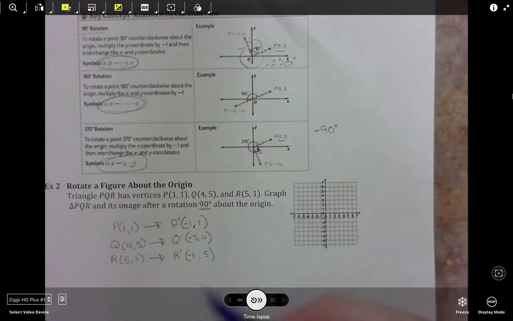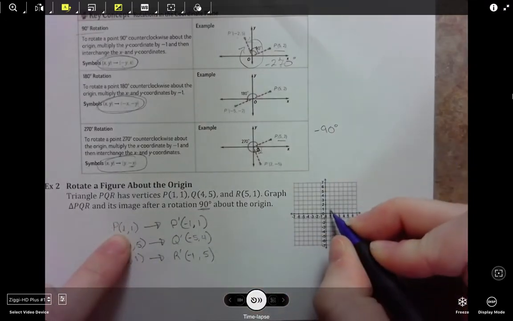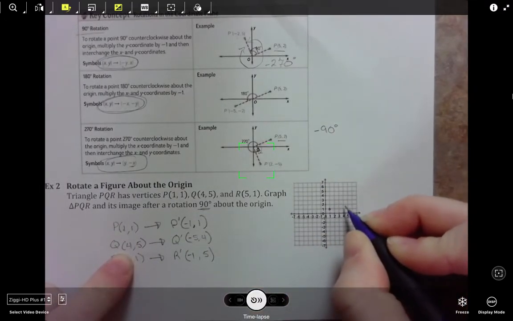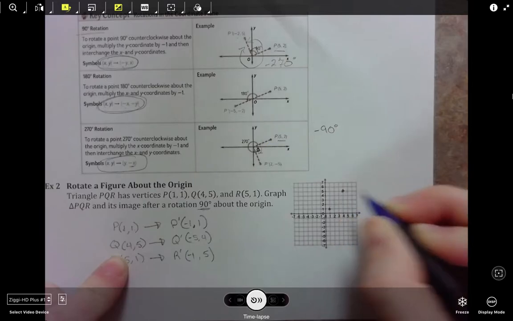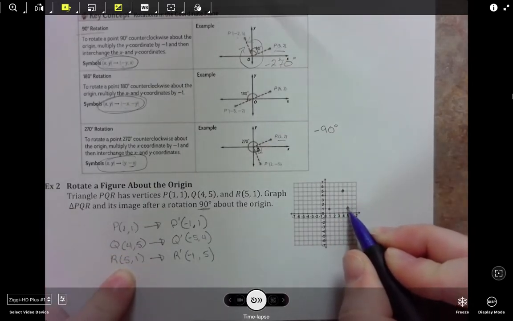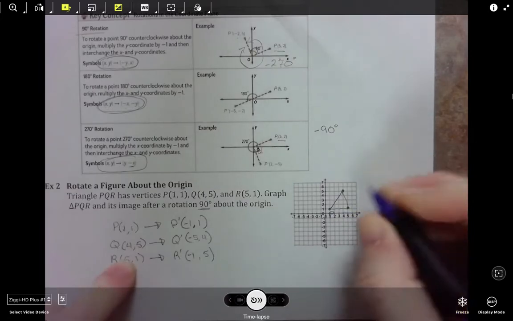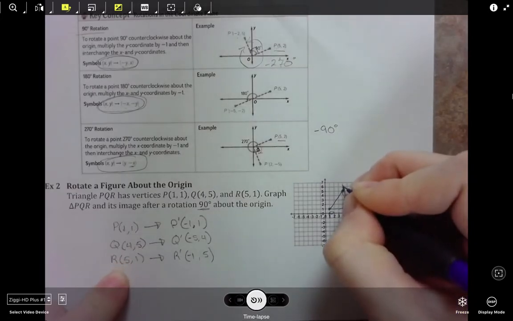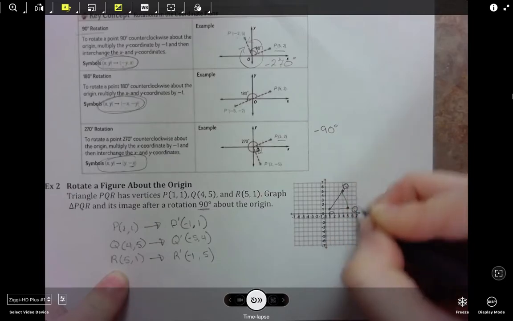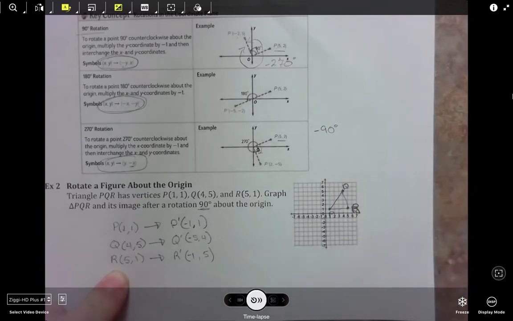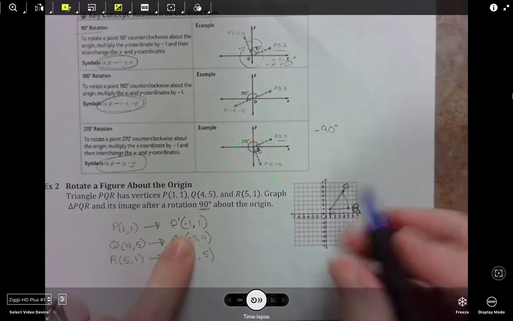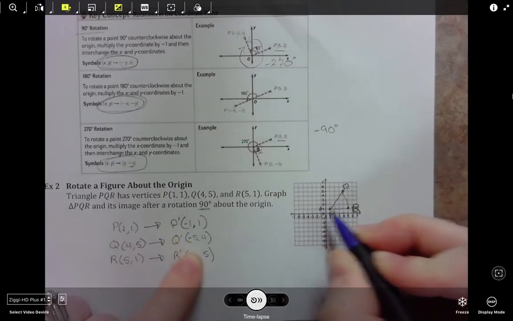All right, let's graph both of these and see what they look like and see if it actually does look like a 90 degree rotation. So the first one is 1, 1, 4, 5. If you need to pause to graph, you can, because I'm going to graph these really fast. So this is P, Q, R. Okay, that's PQR.